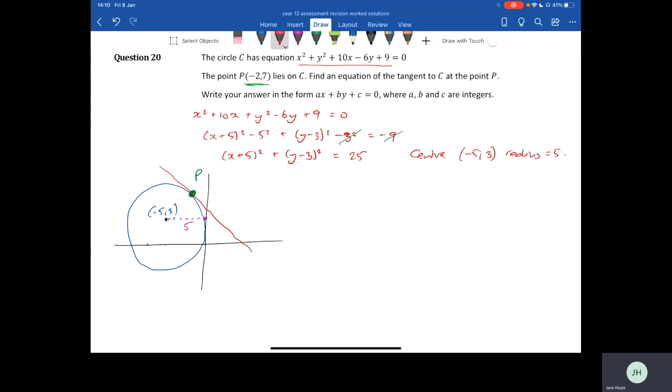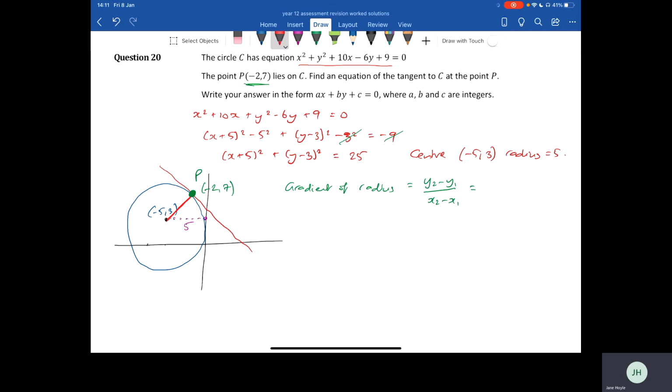I can't work out the gradient of that immediately, but I can work out the gradient of my radius. I know that the point P has coordinates negative 2 and 7. So the gradient of the radius then. If I think of it as y2 minus y1 over x2 minus x1, so that is a gradient equation.